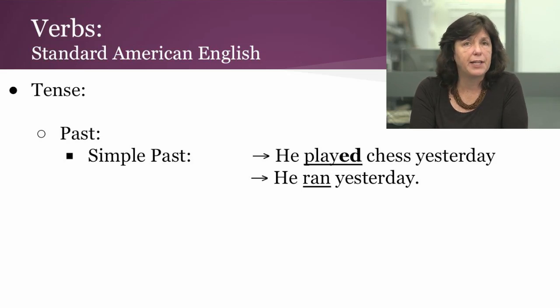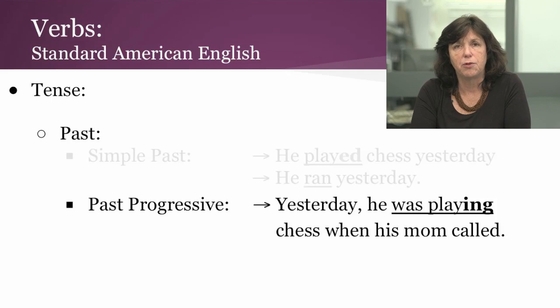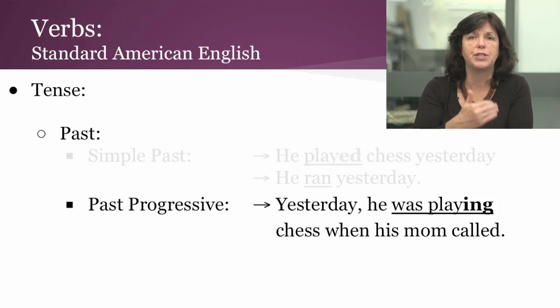There are also irregular past tense verbs such as run. It would be incorrect to take the verb stem run and add an ed to get runned. Rather, you have to know that the verb run has an irregular past tense form, which is ran, as in, he ran yesterday.